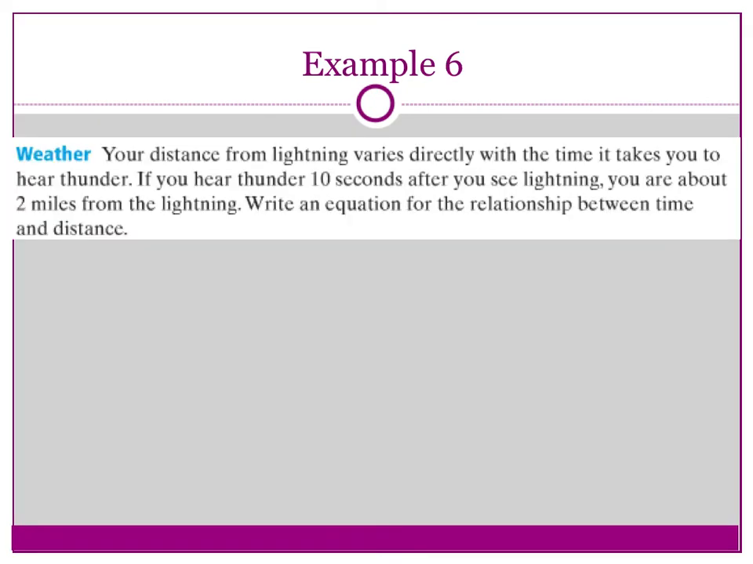For example 6, it says your distance from lightning varies directly with the time it takes you to hear thunder. So automatically I'm thinking y equals kx. If you hear thunder 10 seconds after you see lightning, you are about 2 miles from the lightning. Because varies directly tells me I'm dealing with y equals kx, when I'm dealing with a story problem, sometimes I like to plug in variables that make sense. So your distance from lightning varies directly with time, which tells me that my distance is equal to k times my time.